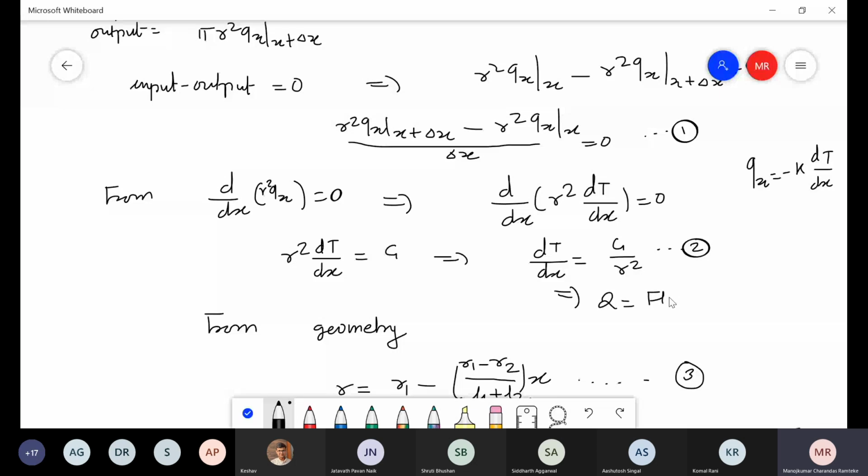Q is flux into area at all x, isn't it? So flux becomes minus k, so that becomes minus k C1 by r square into r square. So this becomes minus a C1 pi.